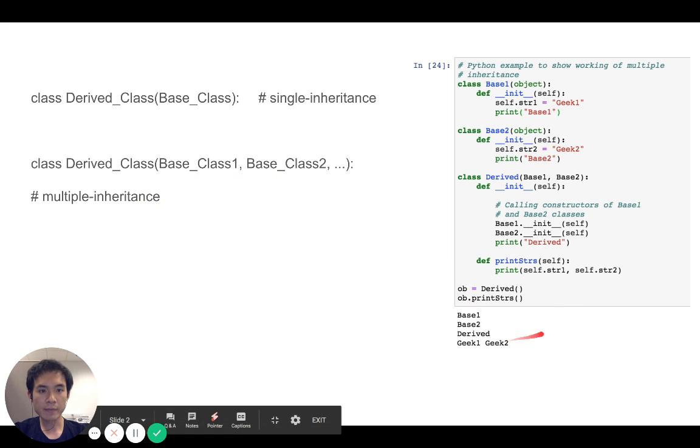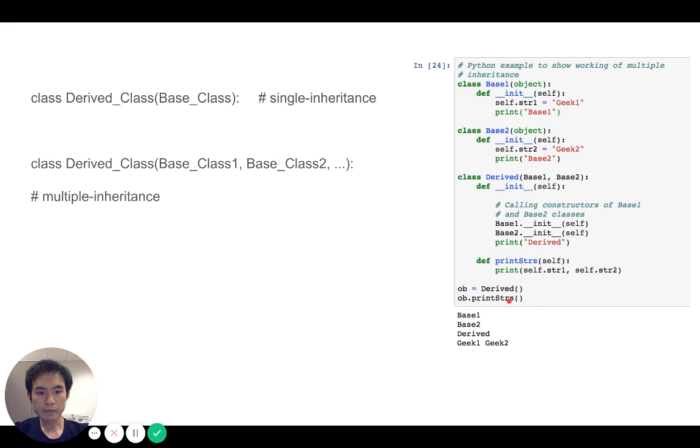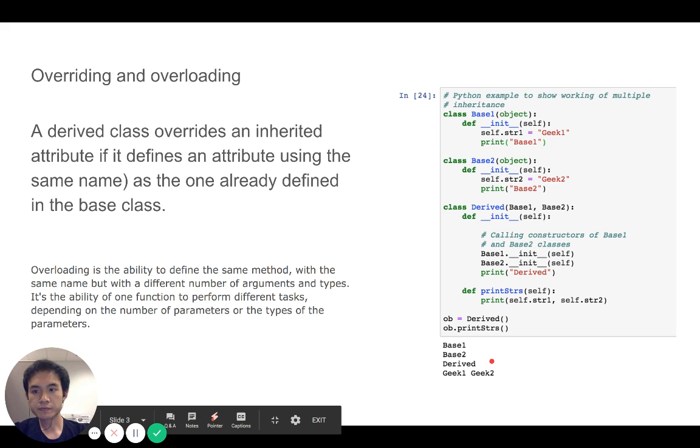This is an example of multiple inheritance. We have two base classes and we have one derived class. So here we can see that when we instantiate a derived class, we can see the attributes from the two base classes.